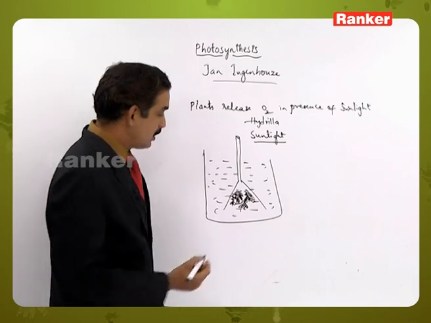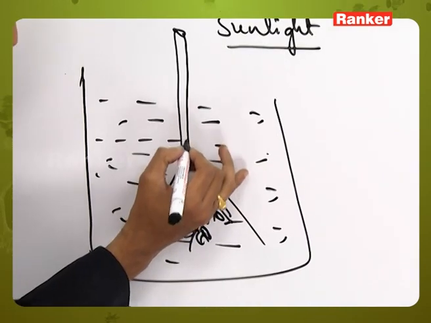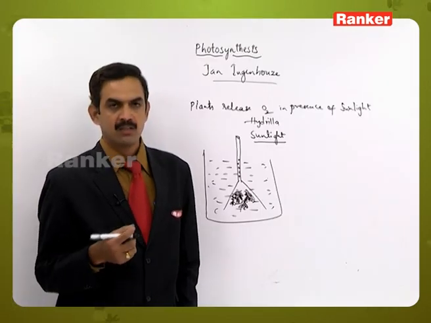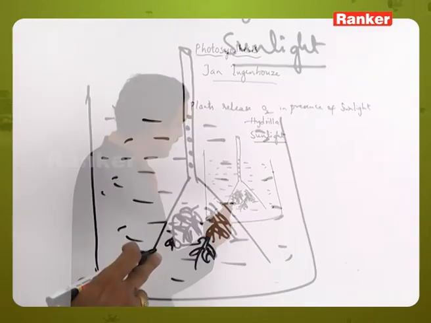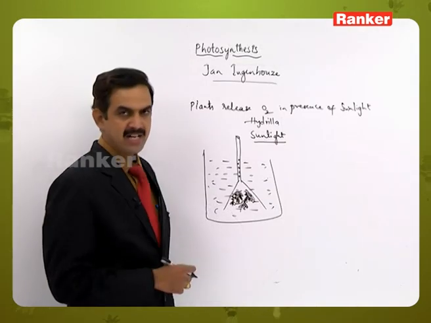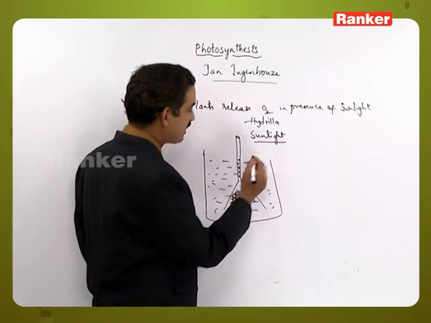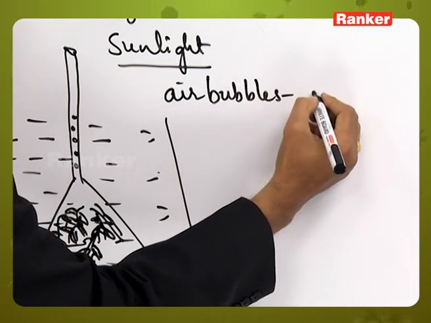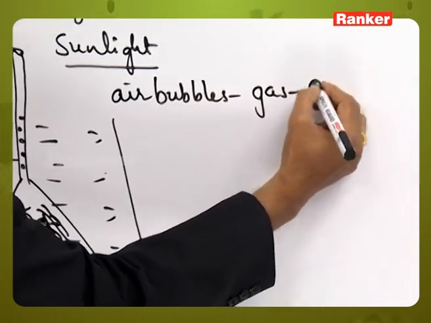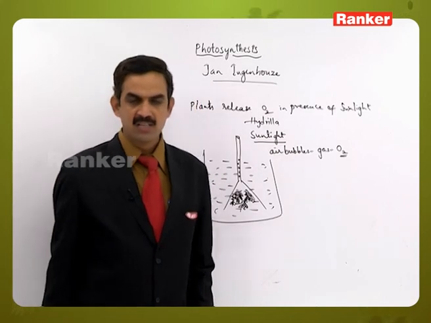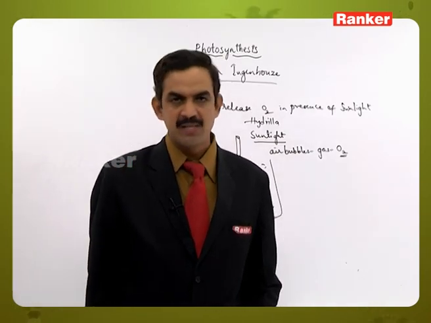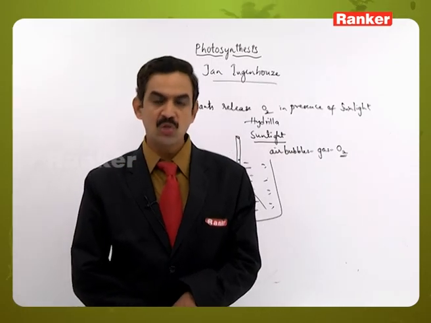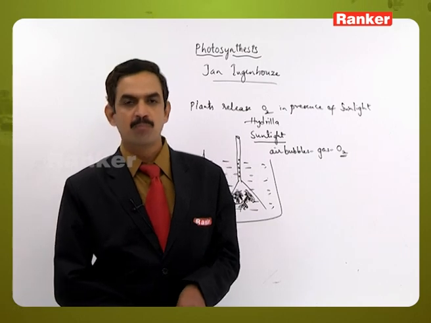They observed that small air bubbles are present in the tube-like structure of the funnel, which have been released from the hydrilla plant in the presence of sunlight. So the air bubbles represent the gas which contains oxygen in it. So this shows that the plants release oxygen in the presence of sunlight. So this is another experiment showing that during the process of photosynthesis, oxygen is released by the plants.